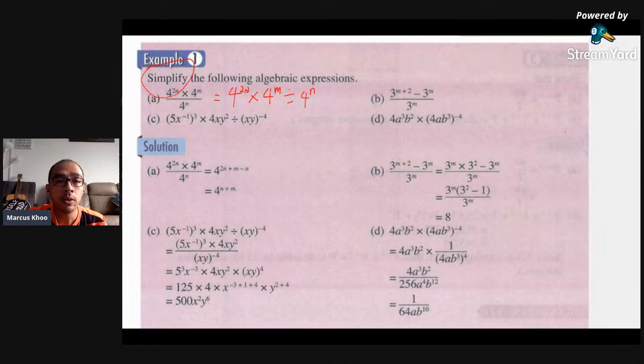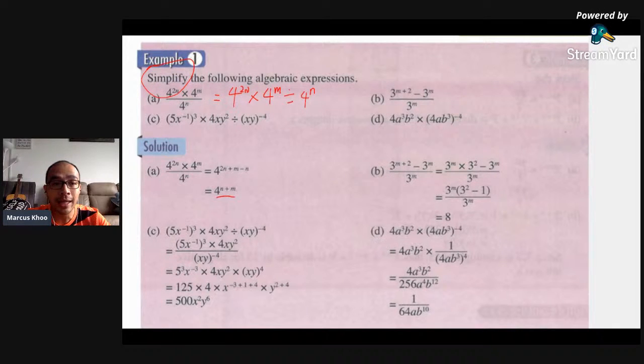Okay, so because the base is the same, therefore we can perform the operation on the index. So this is times, so this will be plus. That's why you see the plus over here. Okay, and since this is divide, so this m and this n will be minus. Okay, and then when you do the operation on the indices, 2n minus n will be n, plus m will be nothing lah.